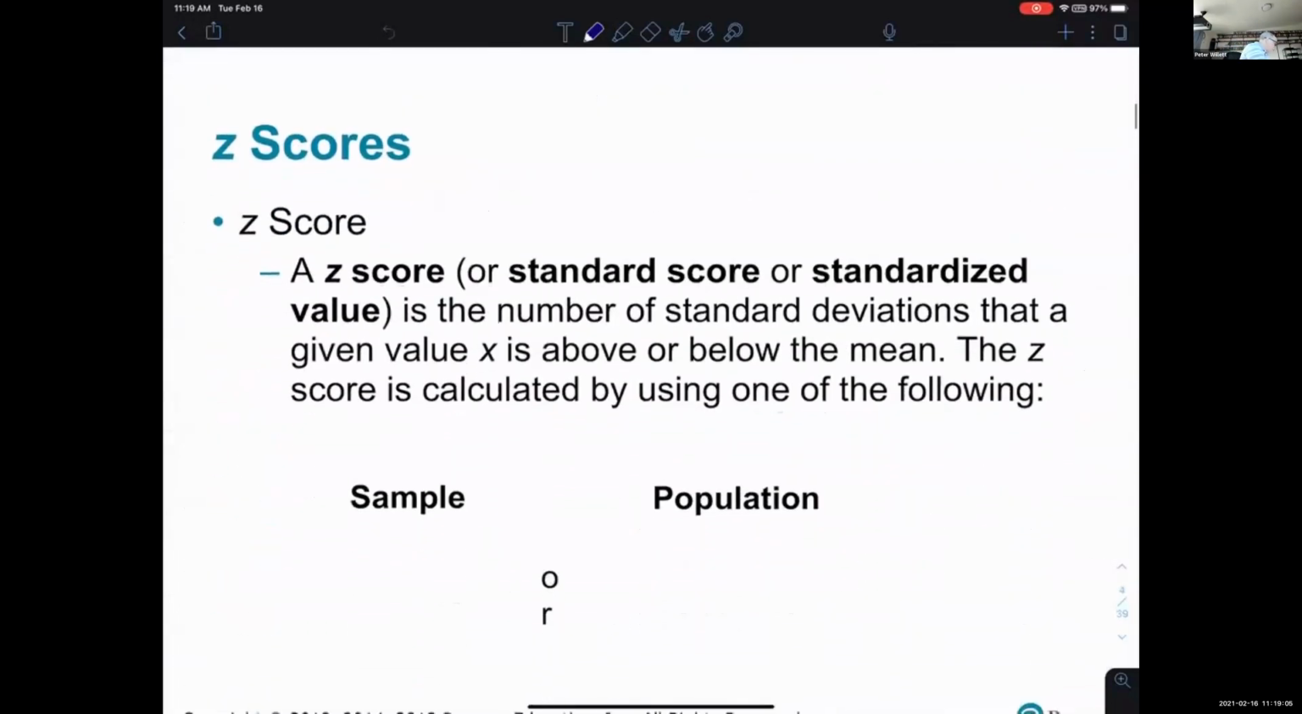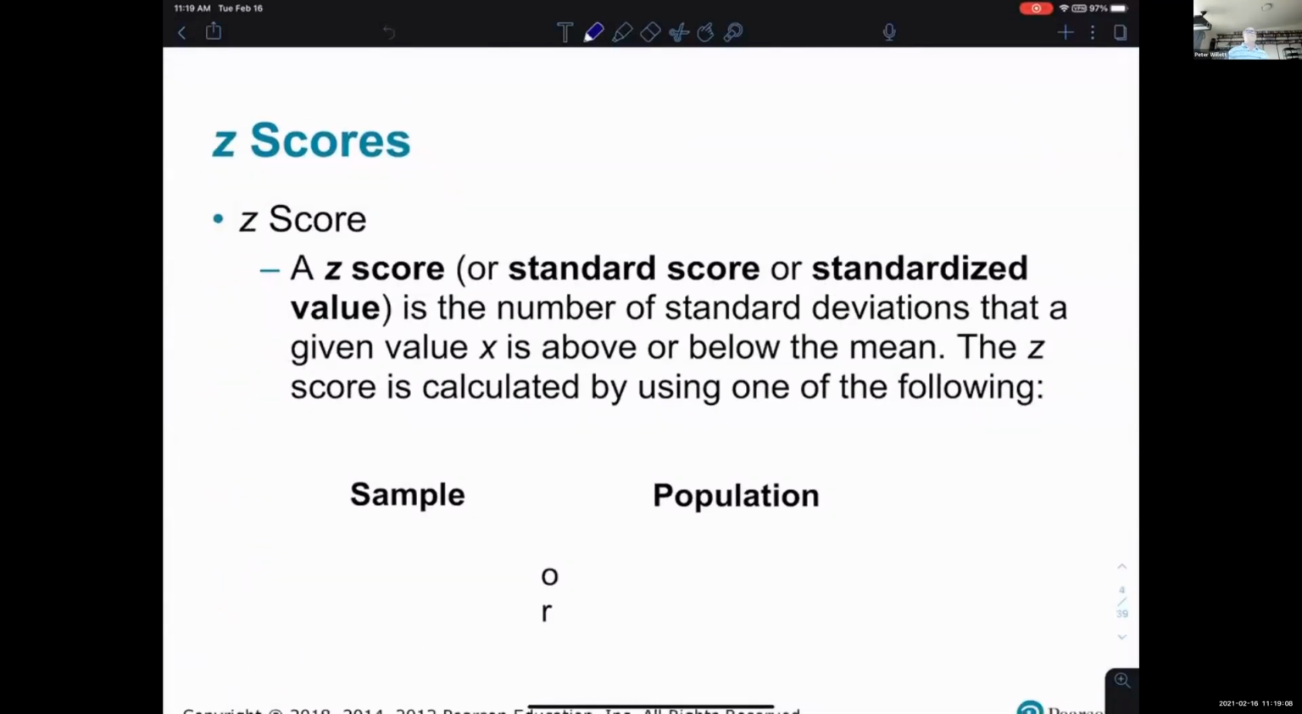So let's start with this all-important Z-score, the most important concept of the section. A Z-score, or standard score, or standardized value, is the number of standard deviations that a given value X, meaning a given data value, is above or below the mean value for the data set. This Z-score is calculated by using one of the following formulas. You can get a Z-score for a sample data set, or you can get a Z-score for a whole population, for a particular value of a parameter.